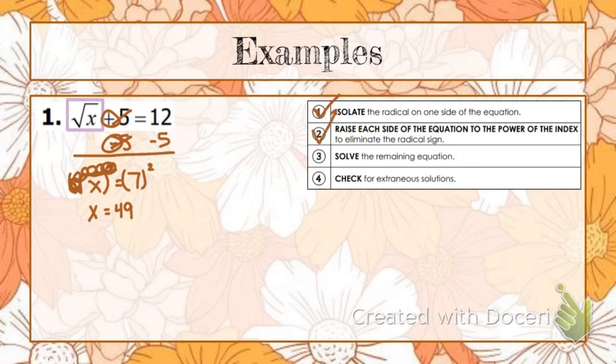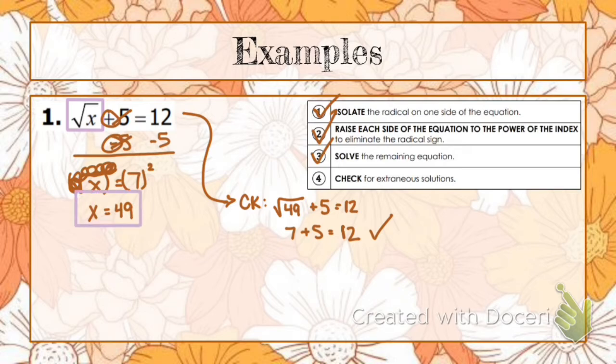So we raised the power, we solved the equation, but we have to check for extraneous solutions. Extraneous solutions are solutions that you found algebraically, by doing the math, but they don't actually work. It's like a false positive. You get an answer, but actually it's not really an answer. It's not going to work. So we always have to check for extraneous solutions. We are going to check the square root of 49, because that's what we found x to be, plus 5 equals 12. The square root of 49 is 7, plus 5 equals 12. That is true. So we can confidently say x equals 49 is the answer to this problem.